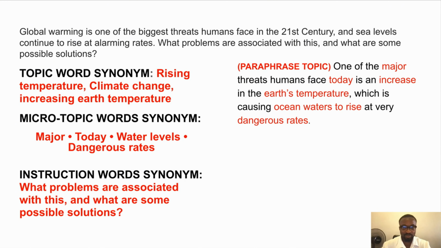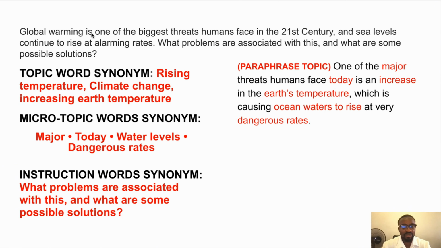So let's paraphrase the topic. So on the left here, we have the synonyms of our question analysis, which is what we just did in the previous slide. On the top here, we have the question, and on the right, we have what the paraphrased question looks like, making use of these synonyms we got from our question analysis. So now you see how everything is coming together to make an essay.